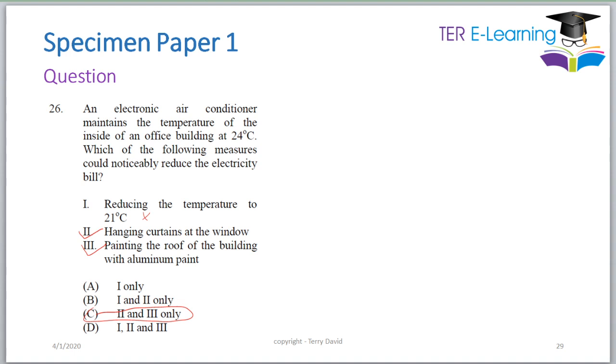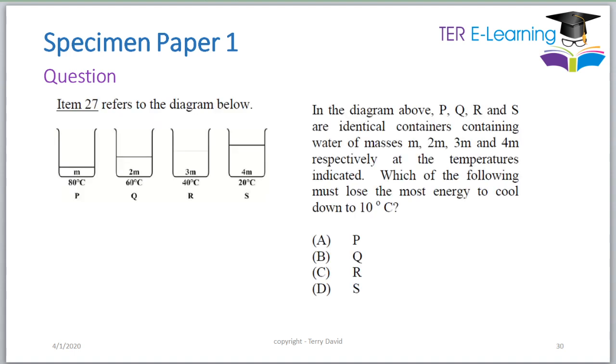Let's go to number 27. So with number 27 now, what do we have here? We have a diagram. We have P, Q, R, and S, identical containers containing water. So they have water in each one. This is M, this is 2M, this is 3M, and this is 4M, right? And it's at a temperature of 80, 60, 40, and 20, right?